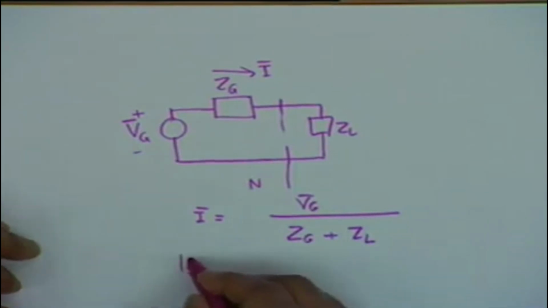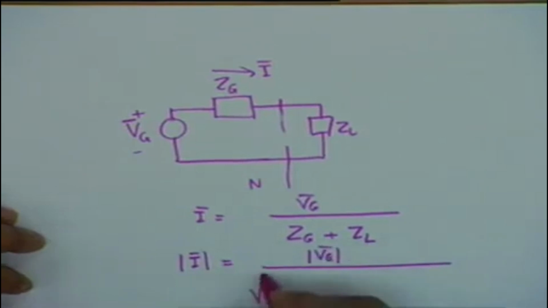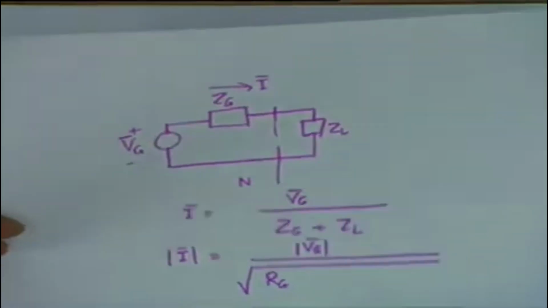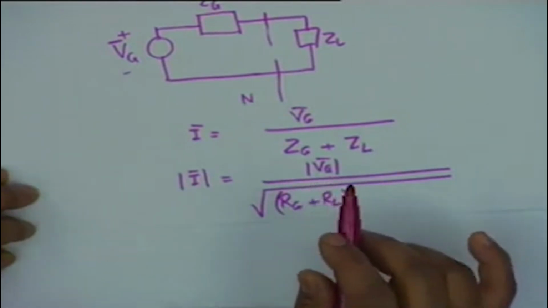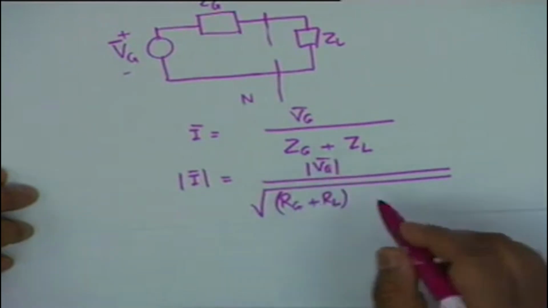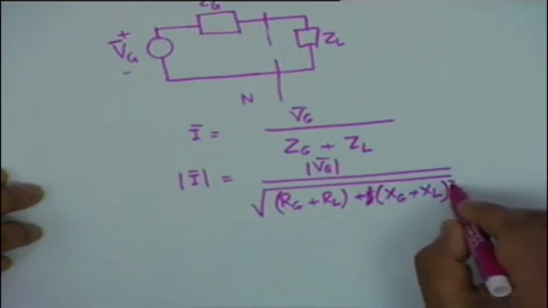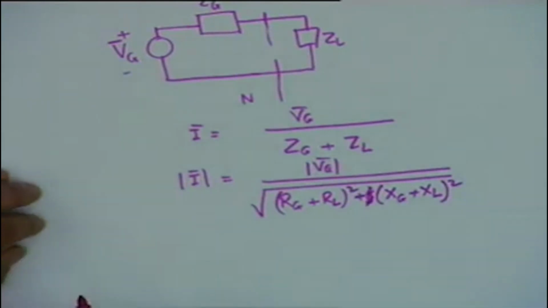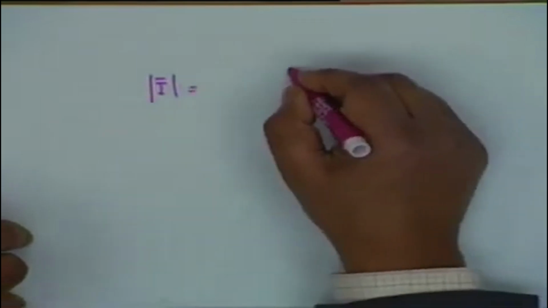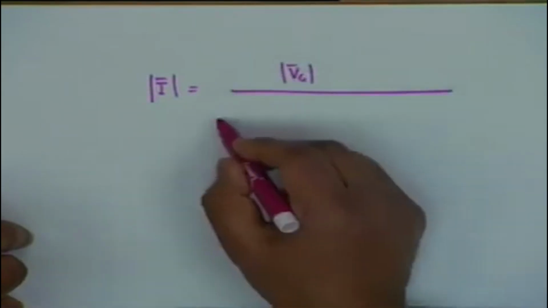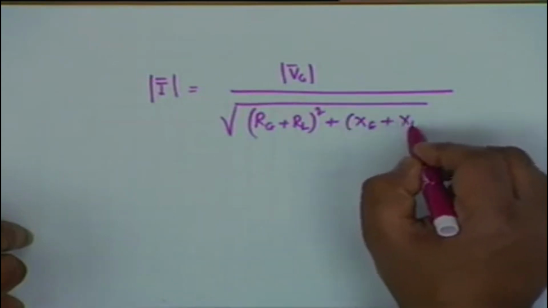The magnitude of the current phasor is given by the magnitude of the voltage phasor divided by the square root of (Rg plus RL) whole squared plus (Xg plus XL) whole squared. Here we are breaking up the impedances into their real and imaginary parts, that is, resistive and reactive parts.